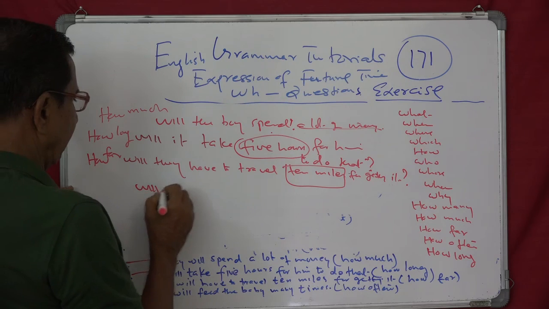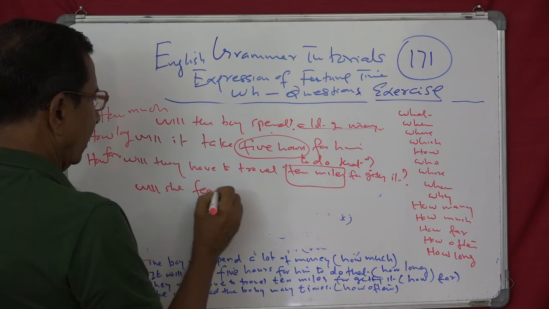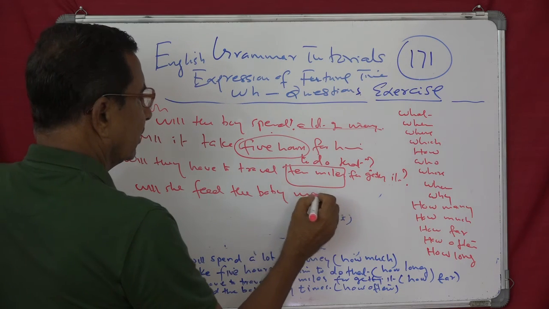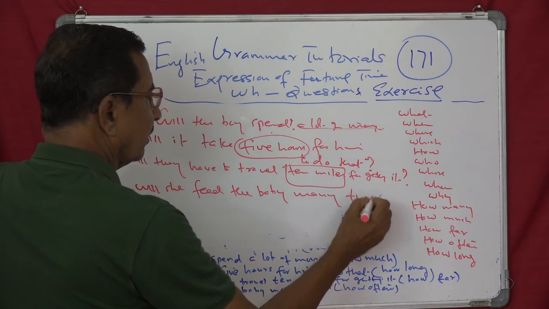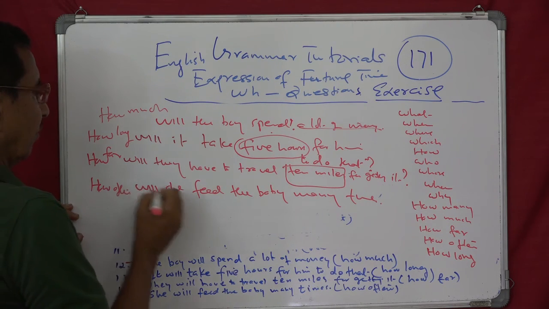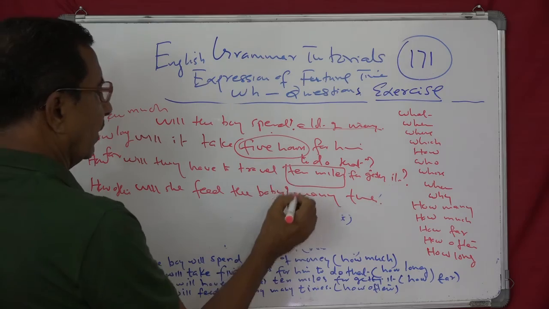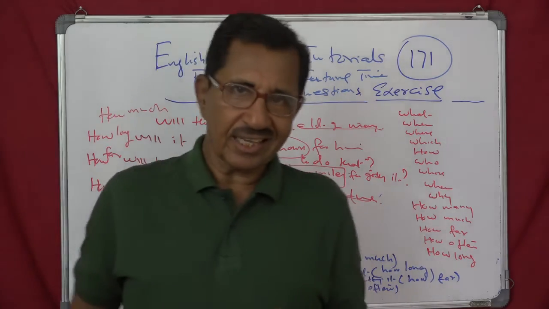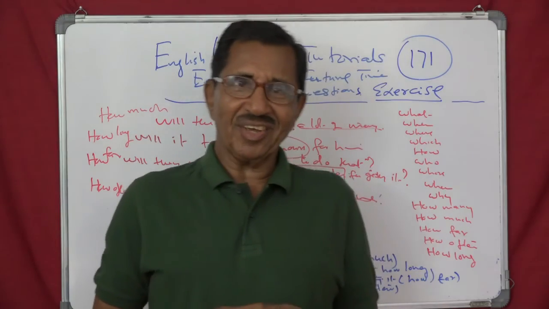And the last one, she will feed the baby many times. Will she feed the baby many times? Many times. And we say how often? How often will she feed the baby? And that you will get the question. I think now it is very clear to you what the question words we have used.